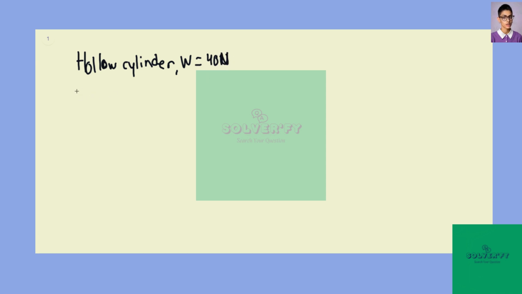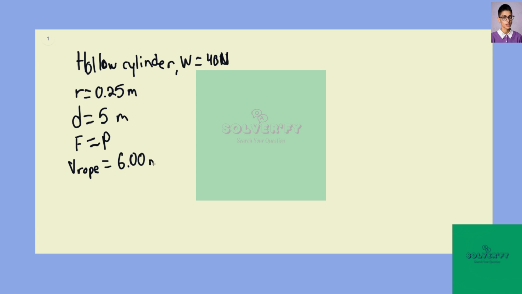And then we have the radius of the cylinder, 0.25 meters. We have the rope, we have D, 5 meters, because the rope is being pulled for 5 meters. So this would be our linear displacement. And then we're going to say that the force is equal to P, whichever force is acting on this rope. We also have a linear velocity of the rope, which is 6 meters per second. We'll just call this V.